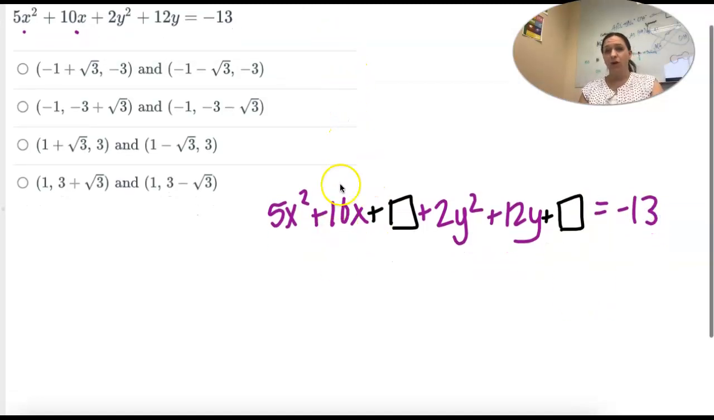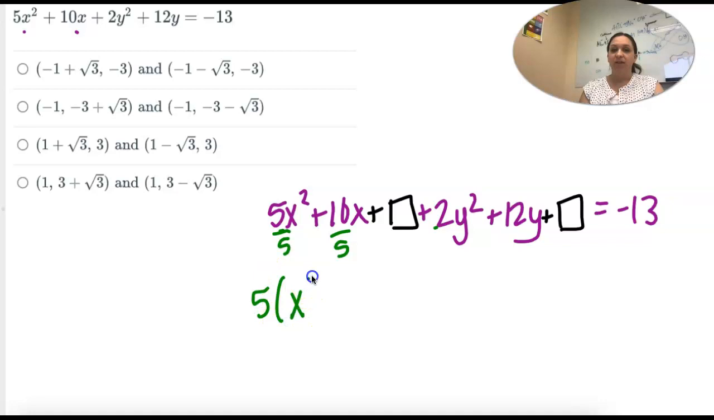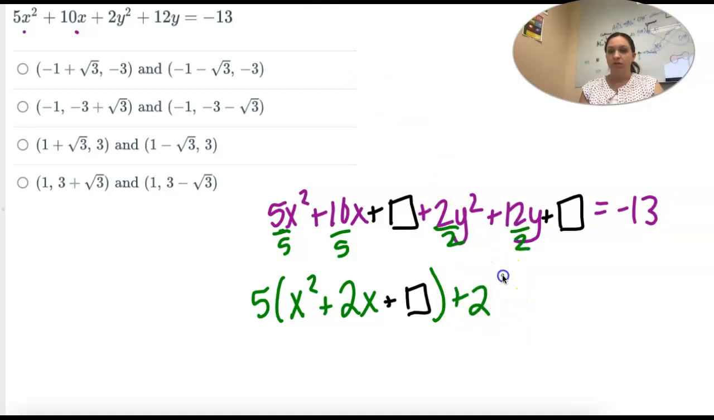So this one has the same problem we had last time. There's a number by x squared and y squared. So when that happens, you have to take that out from both the x and y values. So now I have x squared plus 2x, and I still have to add that value, whatever it's going to be. Okay, now let's do the same thing with the y's. I'm going to take out the 2. So distributive property backwards. Now I just have y squared and 6y, and I still have that value I need to add on.